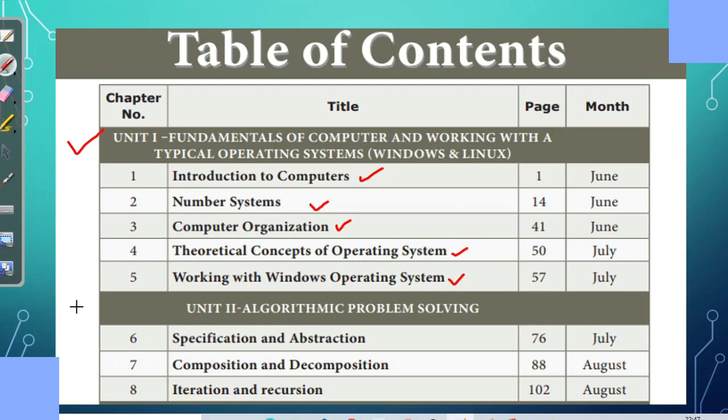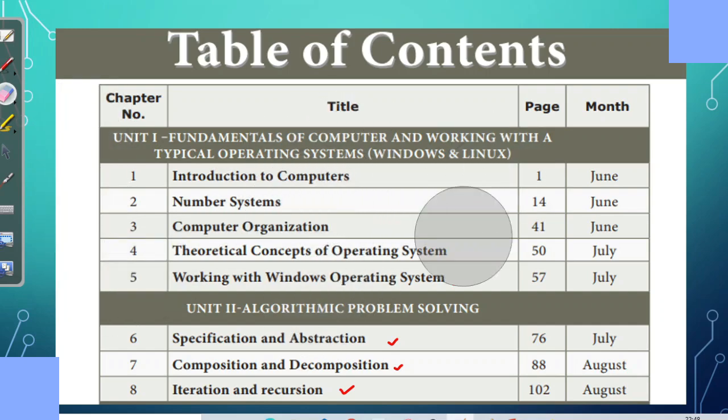Now coming to unit 2, we are going to learn about algorithmic problem solving. Under that, specification and abstraction of algorithm. An algorithm is the diagrammatic representation of your program. Then what composition and decomposition are, then iteration and recursive function. So this is your chapter 8. So unit 1 and unit 2 together have totally 8 chapters.